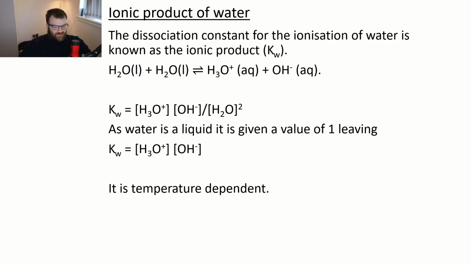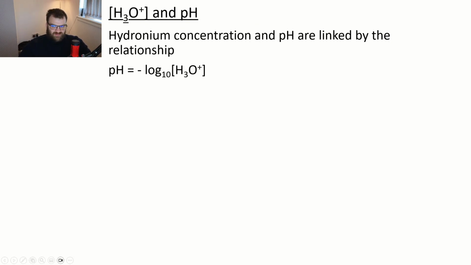Like other equilibrium constants, it is temperature dependent, and in the data booklet, they give you the value for water at 25 degrees Celsius. The reason that we focus in on the hydronium ion concentration is that it is linked with pH by the relationship pH equals minus log to the base 10 of the concentration of hydronium ions. You'll find that in the data booklet. Some questions will ask you to work out the concentration of hydronium ions when given the pH. That's going to be 10 to the power of minus pH.